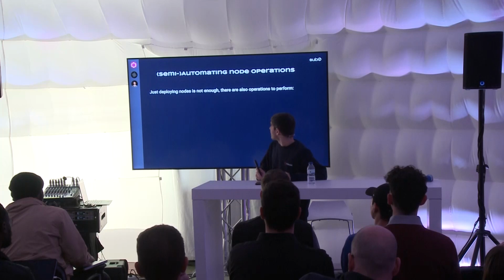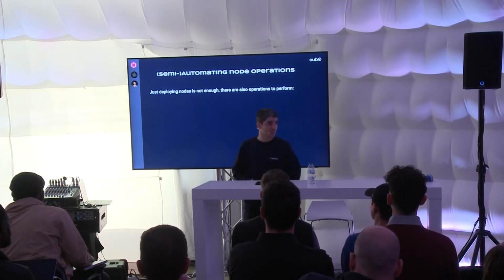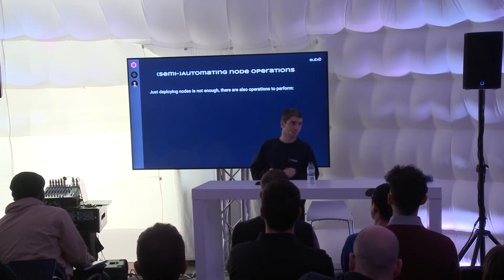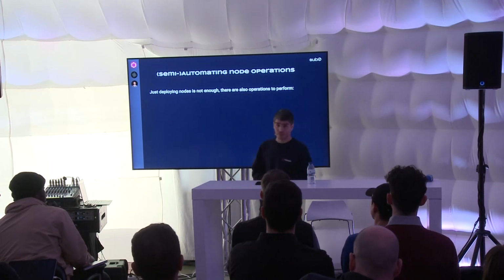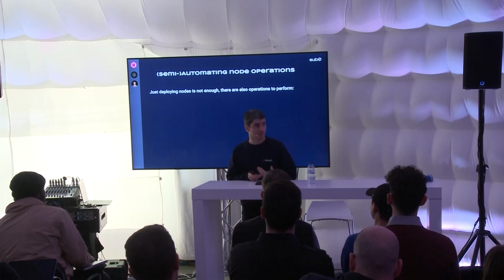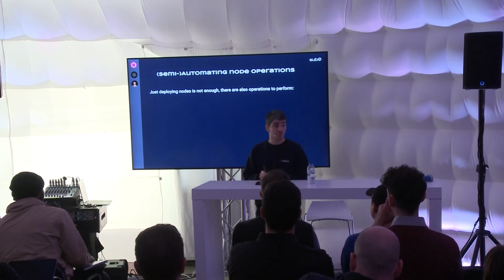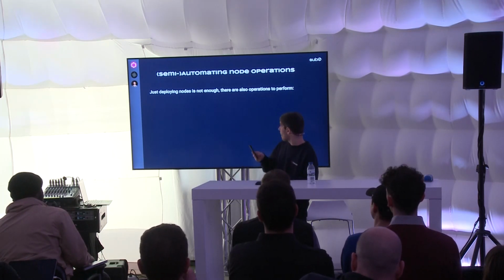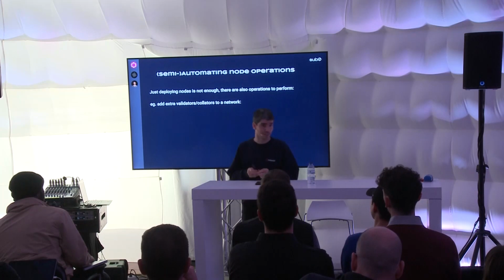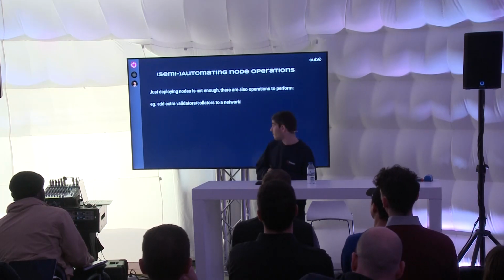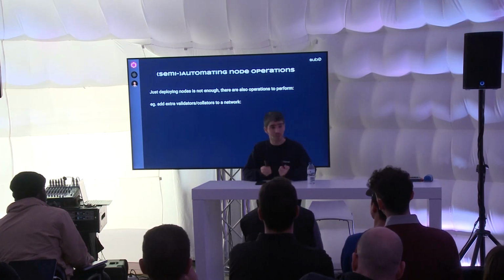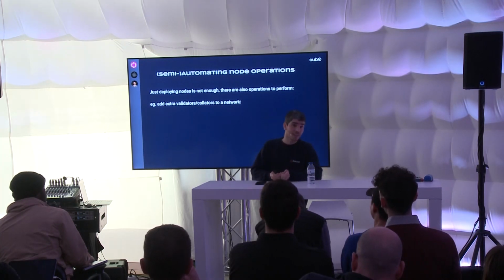Okay. So I hope this configuration example helps you understand a bit what this helm chart can do. But our experience in managing testnets is that just deploying the node is not enough. You have some operations that you will need to do on the node, like key management. So here I have a simple example for you, how to add an extra validator or collator to an existing network.